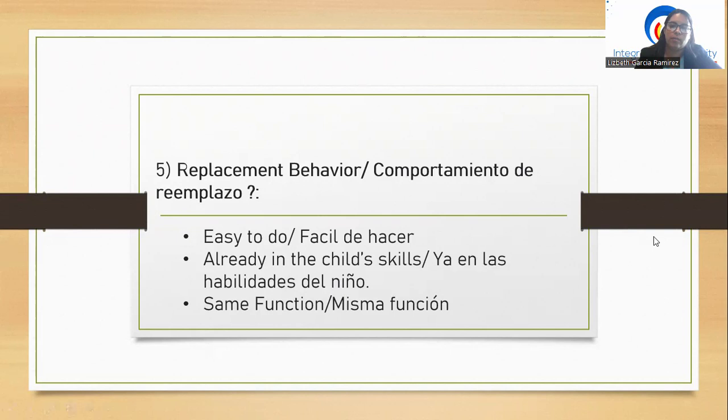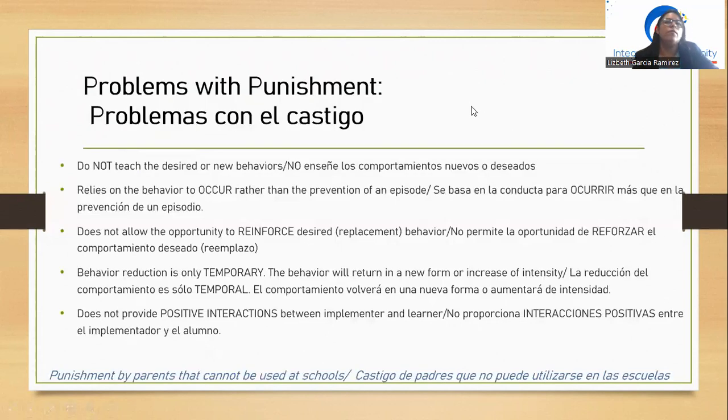Now, as we continue talking about replacement behavior, we want to focus on what is the problem with punishment procedures. Why do we tell our parents don't use punishment procedures? Well, let me ask you this question. When you implement a punishment as a parent, first of all, we're not telling you what to do as a parent, that's your right. But what we're saying is a lot of the time it's out of frustration, it's out of anger, it's out of feeling like we don't have control over our child or maybe their behavior, right?